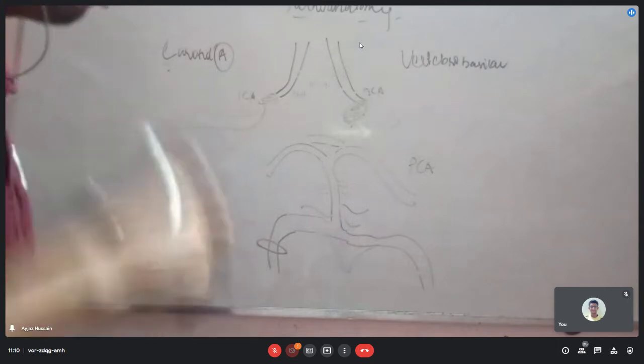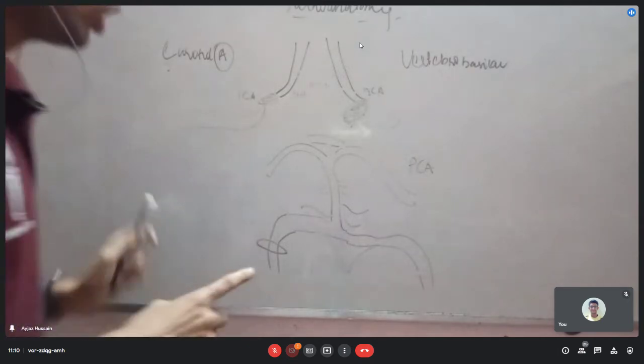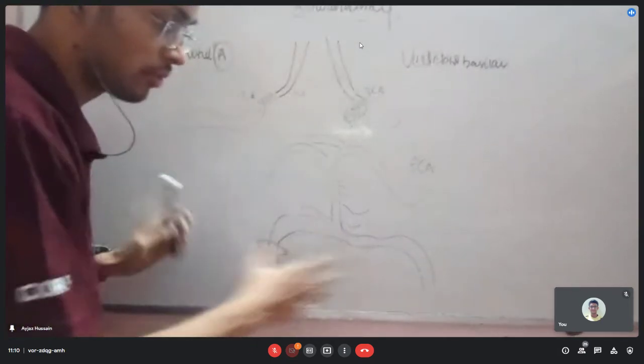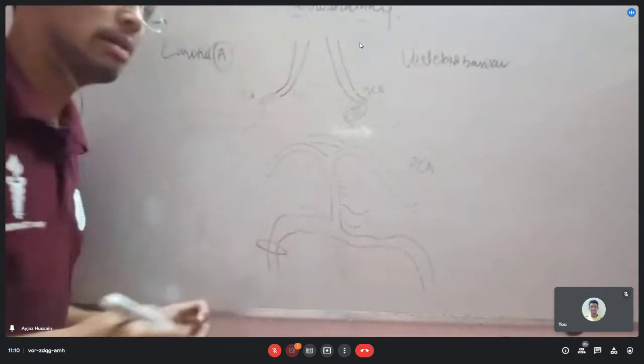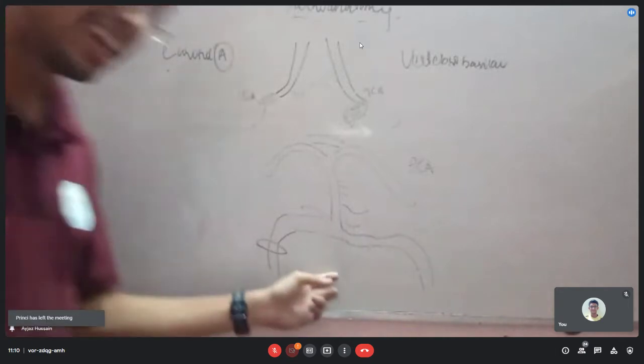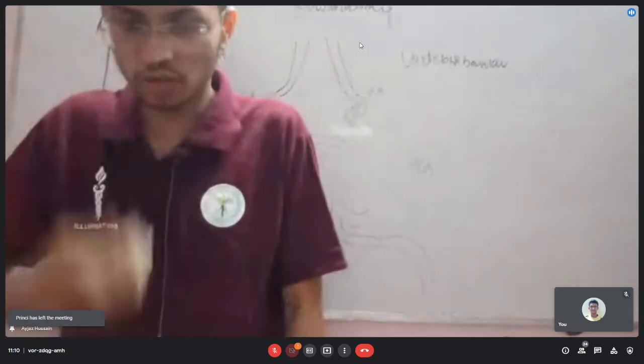Okay, please now make a note of the branches we are talking about. First, one common unpaired branch is given. It is called the anterior spinal artery. Remember, it is an unpaired artery. This artery will supply the entire anterior surface of the spinal cord.